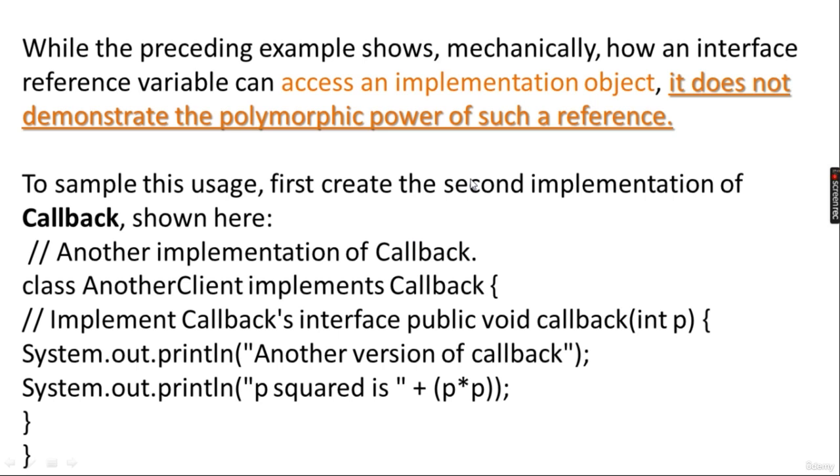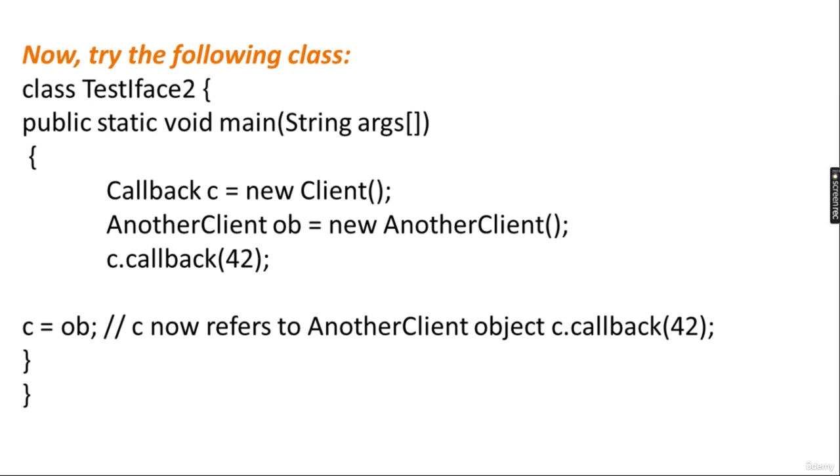While the preceding example works, it does not demonstrate the polymorphic power of such a reference. First, create a second implementation of callback. Class AnotherClient implements callback. Here, public void callback implements the callback method of the interface. Then another version of callback prints p squared is p into p. Now TestIface2: AnotherClient ob = new AnotherClient(); and c = ob.